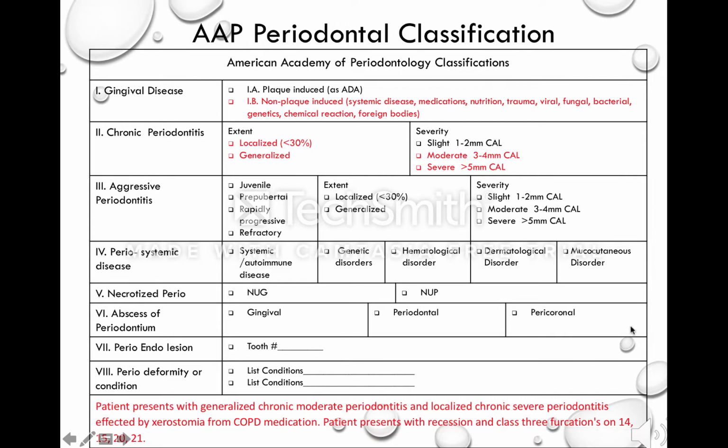For Robert's AAP periodontal classification, he exhibits the 1B non-plaque induced. This is related to his medications, for his systemic disease, which caused bacterial and fungal effects in his mouth. His extent is localized for the severity of severe, more than 5 millimeter clinical attachment loss, and the extent generalized for the severity moderate, 3 to 4 millimeters clinical attachment loss.